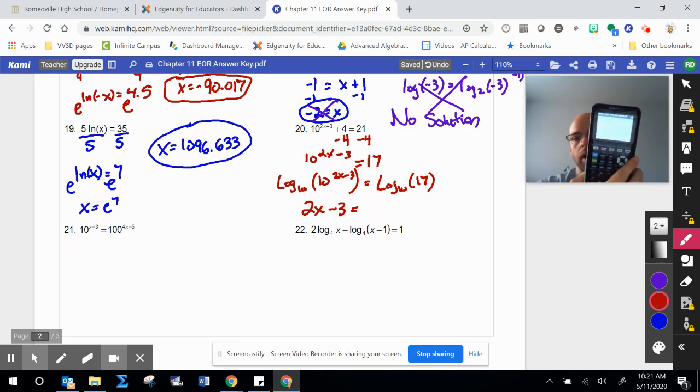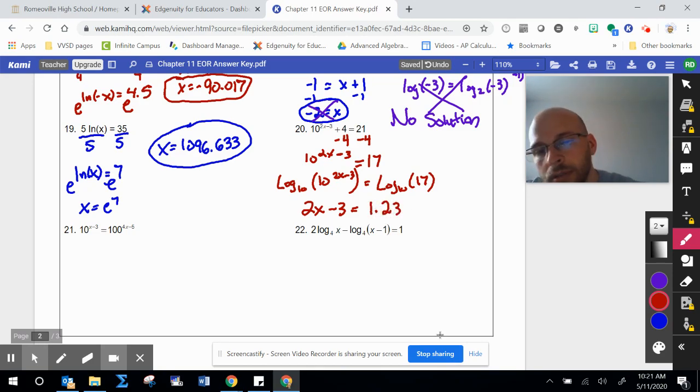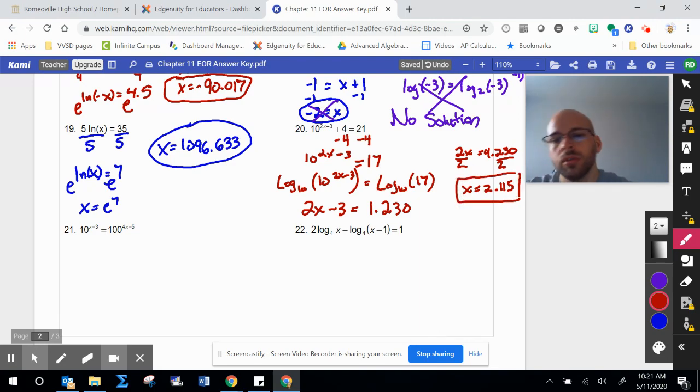Again, I'm going to use the log base feature of my calculator, and I'm going to say the log base 10 of 17 is going to give me 1.230. So now if I add 3 over to the other side, again using my calculator, I'm going to get 2x equals 4.230. I'm going to divide by 2, and I get an answer of 2.115 approximately. And this would be my solution.